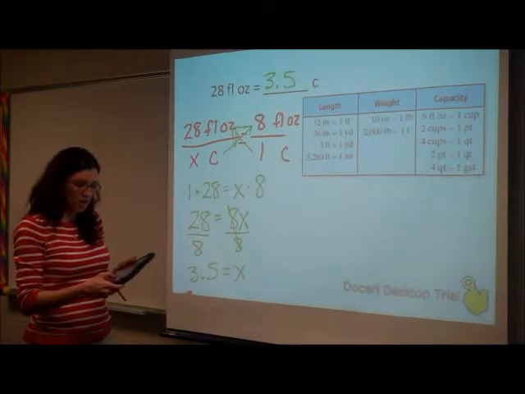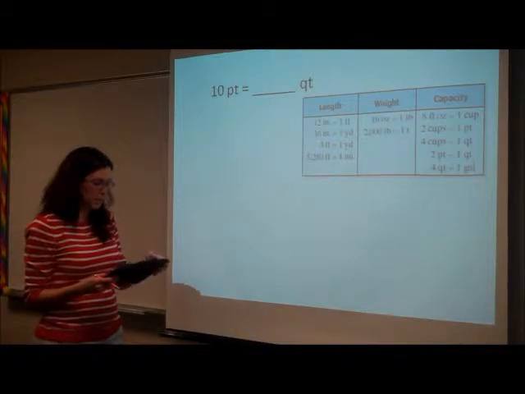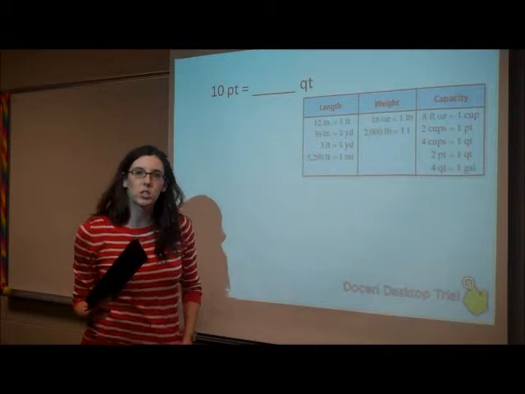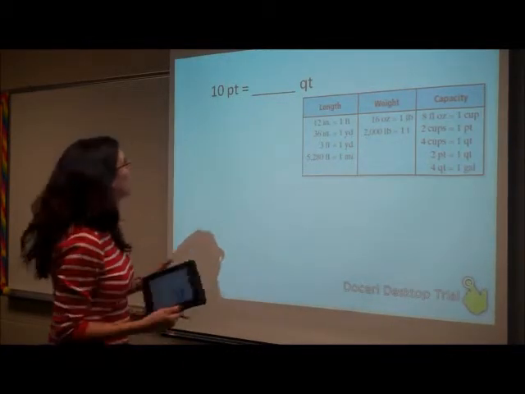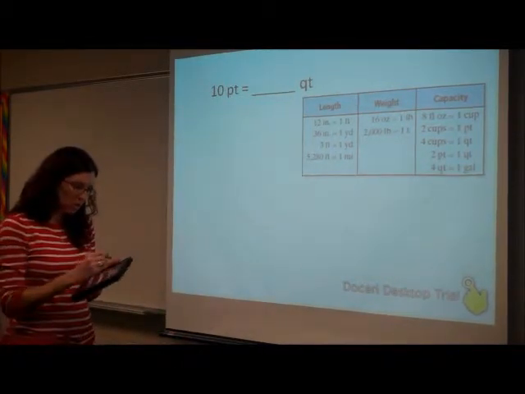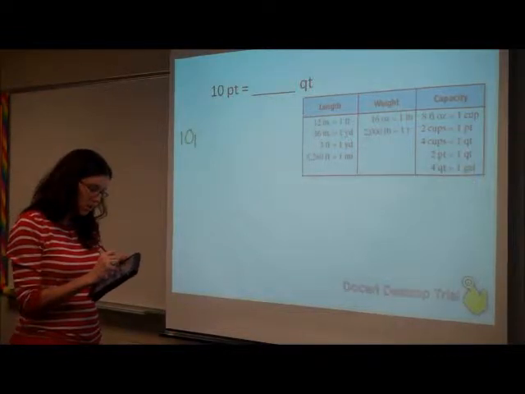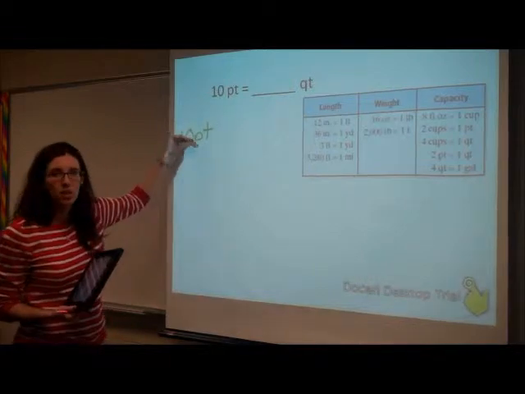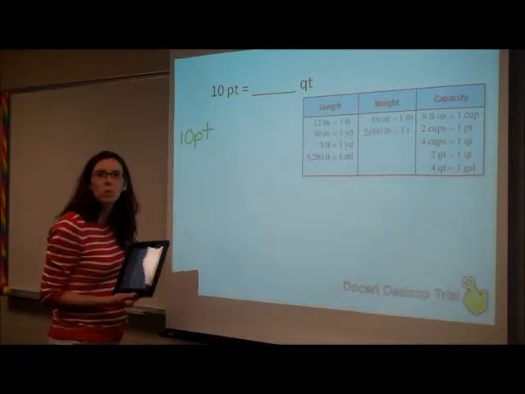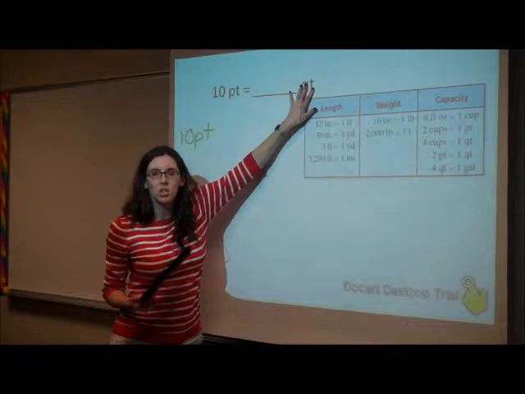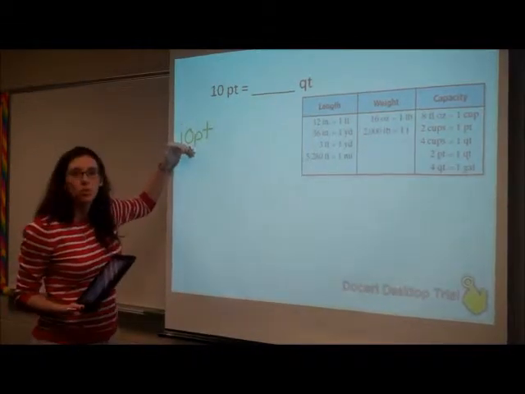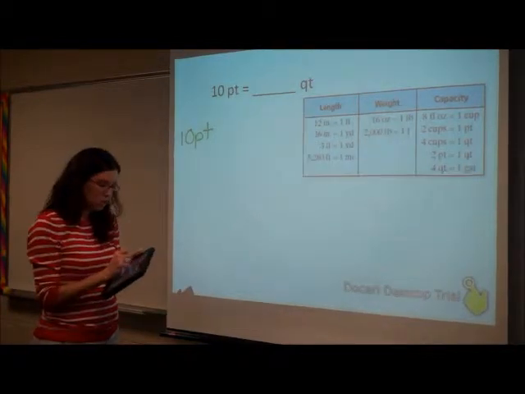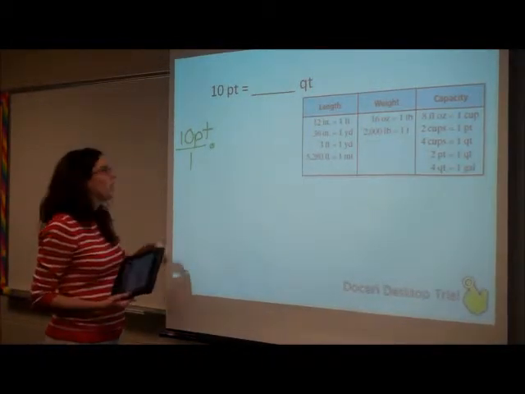Okay? Now, let's look at the next problem. So now we have 10 pints, and I want to know how many quarts that is. So this is your second way to work these problems. That again, we're going to start with 10 pints, and I want to make this a fraction, okay? Before with proportions we made it a rate, so that's why we put it with this unit. I want to make this a fraction. Well, remember, to make a whole number a fraction, you just put it over 1, okay?